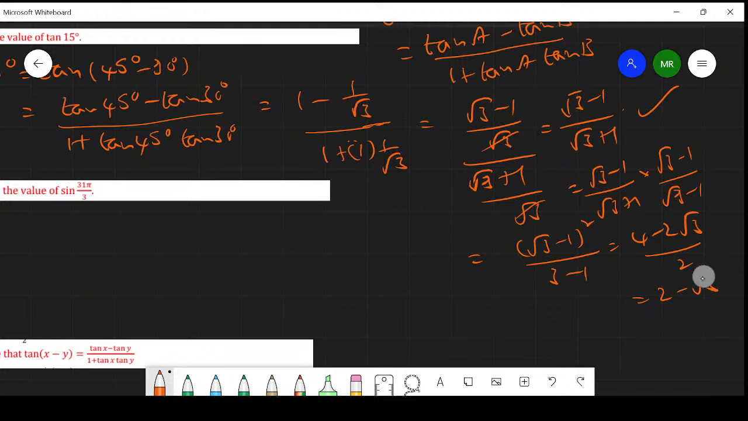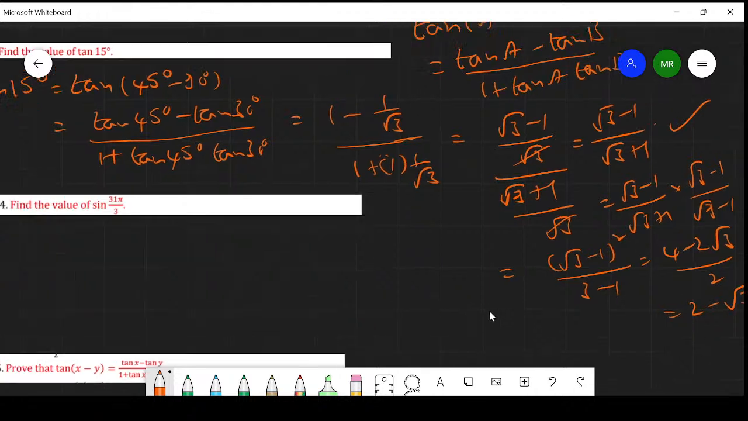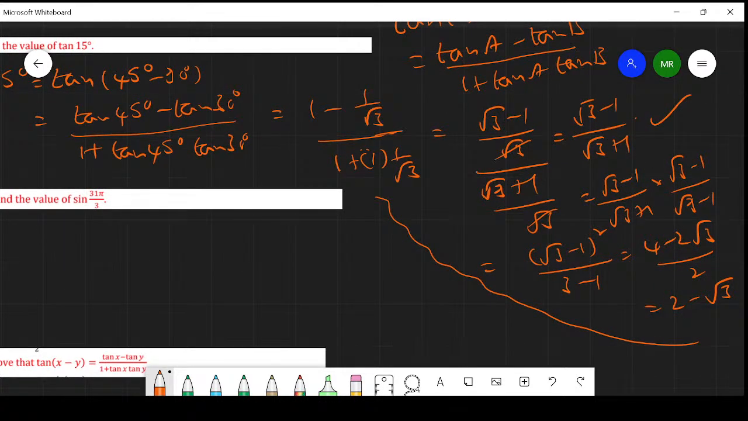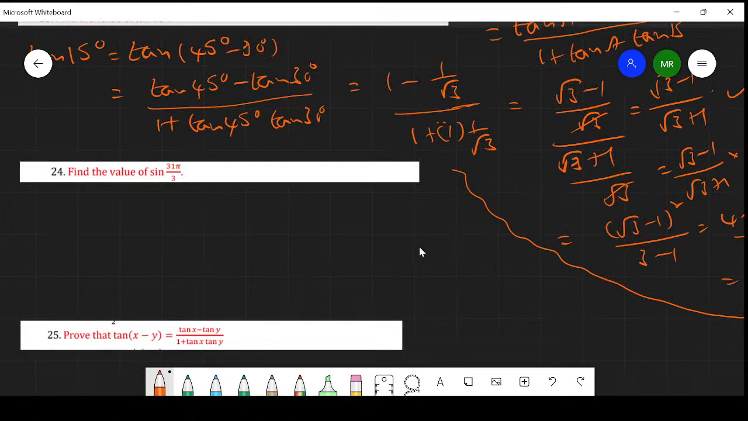This much is not required. In the case of 3 marks, you do rationalization. If they are asking for 3 marks, do rationalization. Otherwise, you can stop here. Tan 15 degrees is root 3 minus 1 by root 3 plus 1. That will be enough. That much is not required. In the case of 3 marks, you go up to here. Otherwise, you stop with root 3 minus 1 by root 3 plus 1.